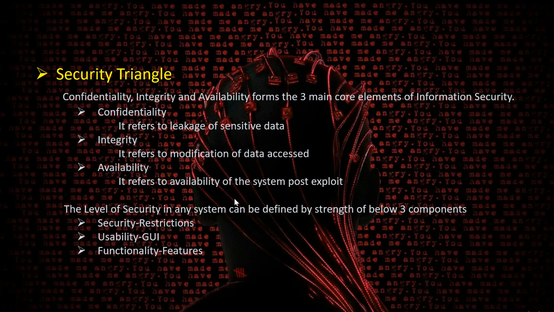Moving on to the next one, the security triangle. Before going to the security triangle, we need to discuss the core elements of information security, which are confidentiality, integrity, and availability. Confidentiality refers to the leakage of sensitive data. If a vulnerability results in no leakage of data, then the confidentiality impact will be very low. If the confidentiality impact is very high, then there is a higher chance that the leakage of information is very high. Next comes integrity.